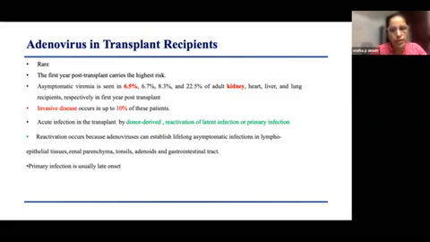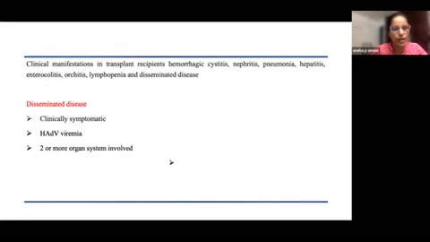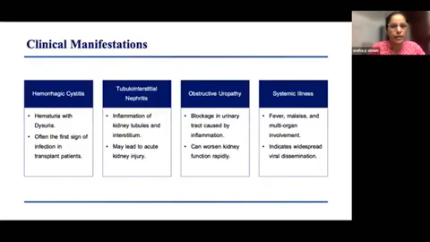Reactivation can occur because once you get an adenovirus infection, there can be a carrier state in the lymphoepithelial tissues, renal parenchyma, tonsils, adenoids, and gastrointestinal tract. And this will get reactivated when your immune status goes down. Clinical manifestations in transplant recipients are hemorrhagic cystitis, nephritis, pneumonia, enterocolitis, orchitis, lymphopenia, and disseminated disease. Disseminated disease is defined as a clinically significant illness in a patient with viremia and 2 or more organs involved.